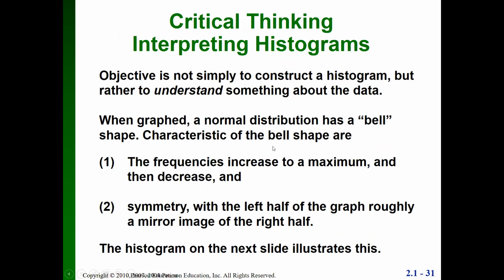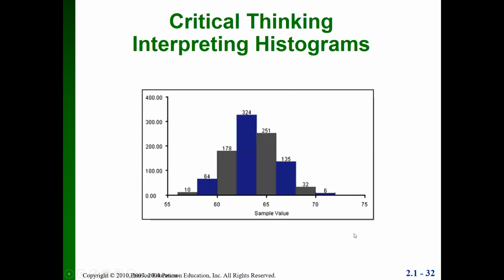If we have a really large data set, it is not unusual for the histogram to look like a bell shape. The frequencies start relatively low, increase to a maximum, decrease, and they're roughly symmetric.